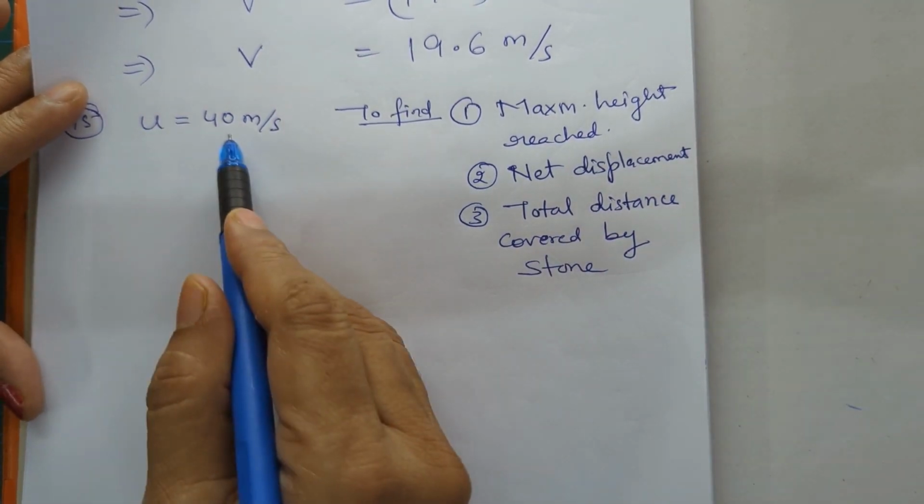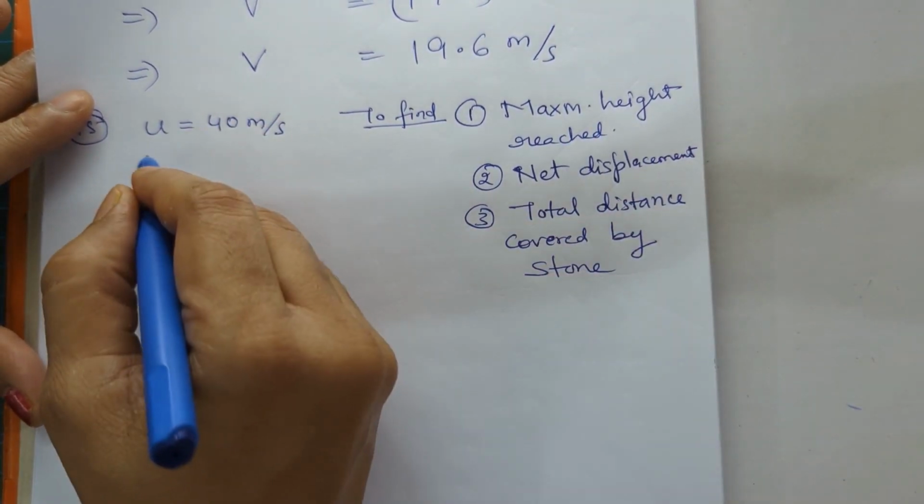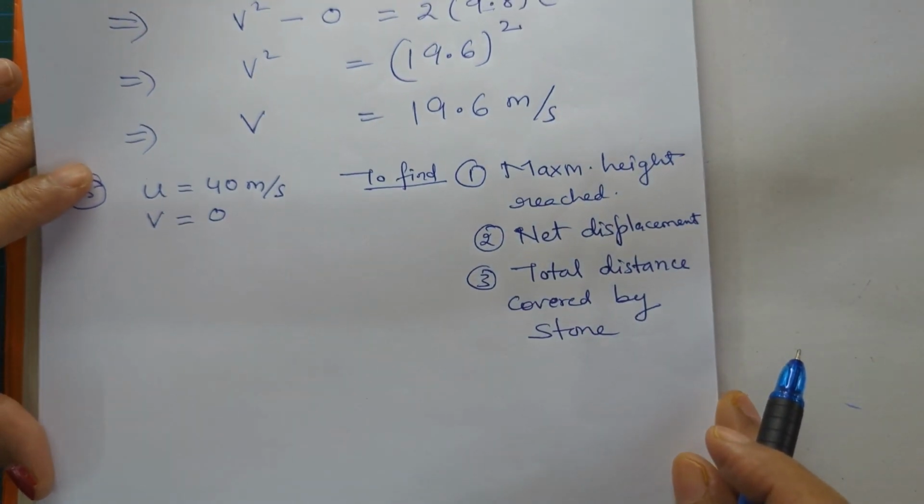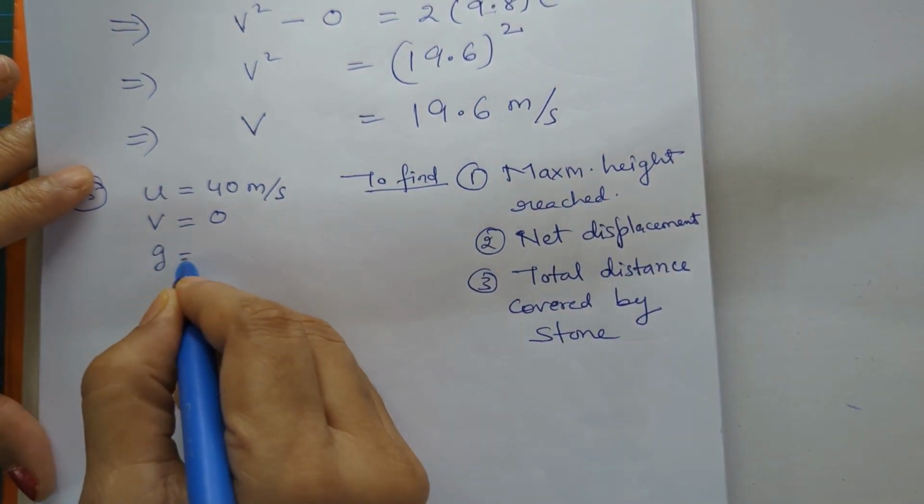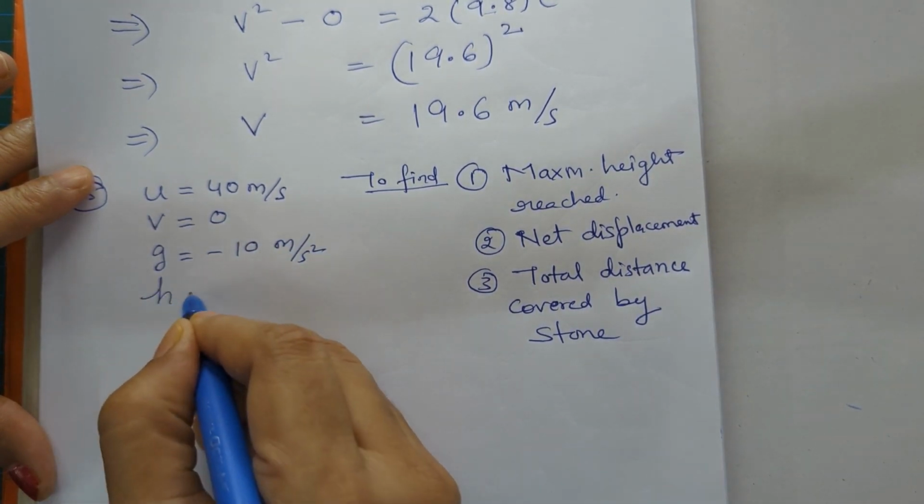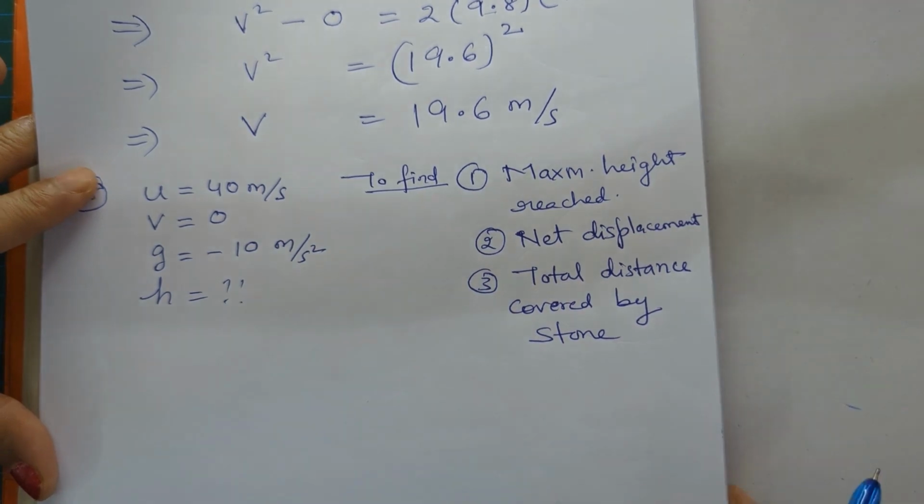So initial velocity is this, we have to find maximum height. For maximum height, what details? Final velocity is 0. The object is thrown up. So g is negative 10 meter per second square. We have to find maximum height. Which equation? Third equation of motion.